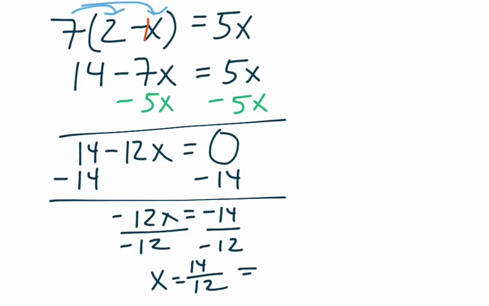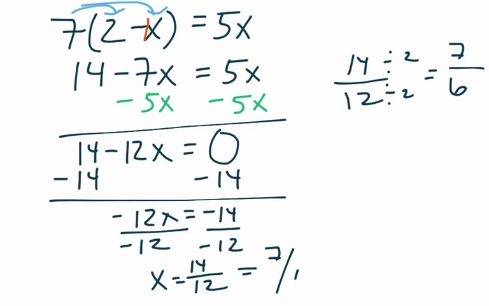14 over 12, that can be simplified. They are both even numbers, so they can both divide by 2, and we get 7 over 6, and then half of my students are going to freak out because you're not supposed to get fractions as answers, but you can because they're numbers. So if you do get a fraction as an answer and it does make you uncomfortable, just check over your work. If you can't find a mistake, probably the answer is a fraction.